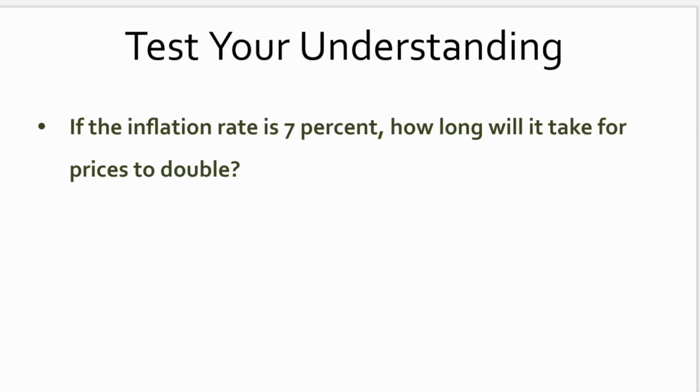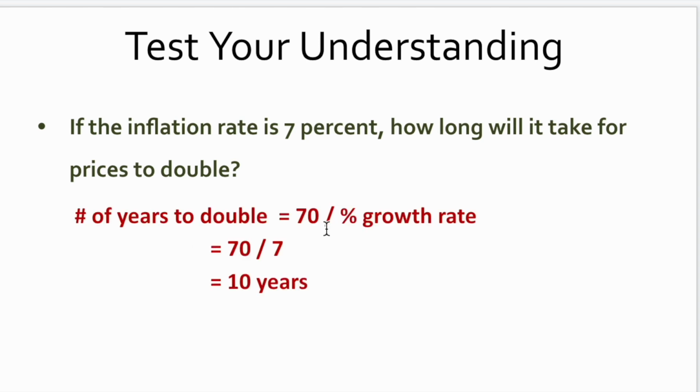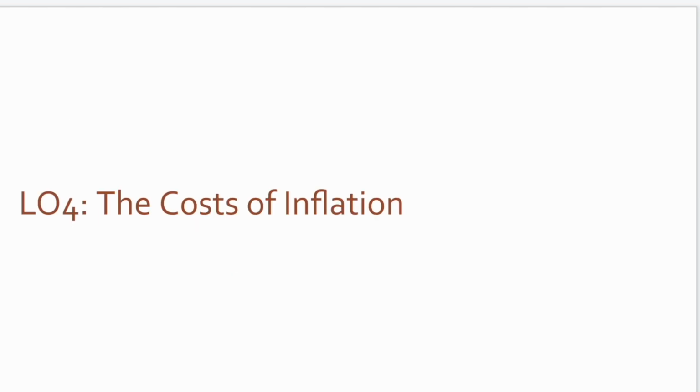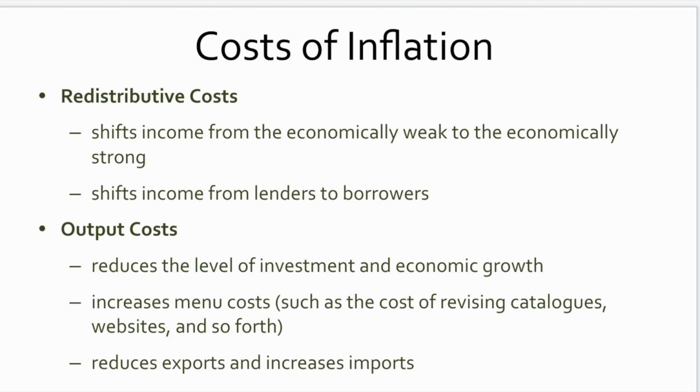That's pretty straightforward. So if the inflation rate is 7%, how long will it take prices to double? Well, we've got 70 divided by 7%, which is 10 years. So let's now turn our attention to the cost of inflation. What is the cost of inflation?